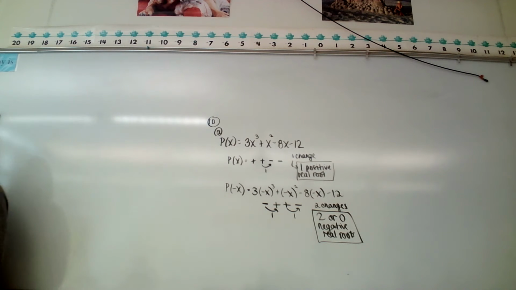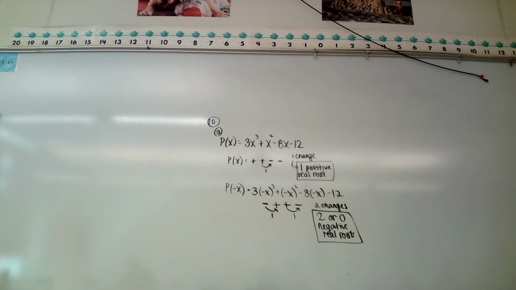But that's Descartes' rule of signs. I always want to say law of signs, because in trig right now, I'm teaching something called law of signs. But it's the rule of signs. Literally just look at the signs. How many changes are there? That is how many possible positive real roots there are. So that's what you would do for 10 A, B, C, D.